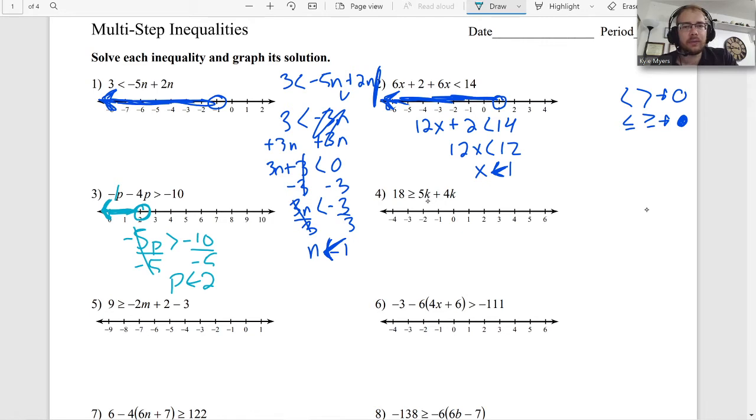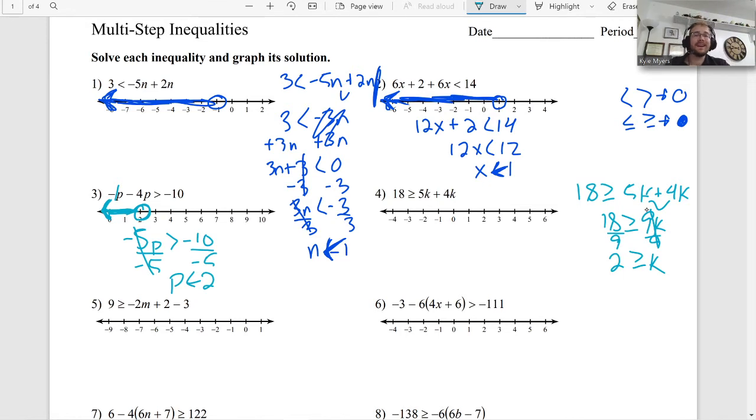Here I'm going to add those 2 up. So actually, let me not get in the way of the line there. Let's get rid of that. 18 less than or equal to 5k plus 4k. 5k plus 4k is 9k. 18 divided by 9. And k, oh, look at that.